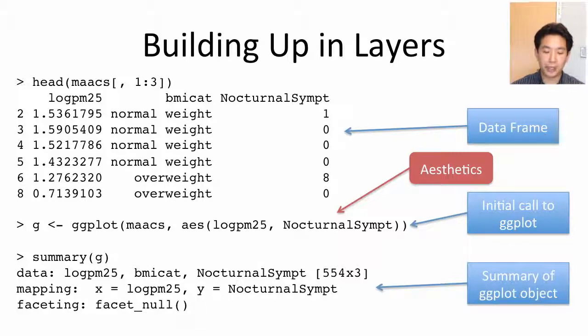Then in the next line I've got my initial call to ggplot. I give it the data frame, and then I give it a pair of aesthetics, the x and the y variables, which are log PM2.5 and nocturnal symptoms. And then I save this to an object that I call g. If I call summary on this object, you can see that it shows you what the data are, what the aesthetic mapping is, and something about faceting, in which case there's no faceting, so that's null. So you can always call summary on a ggplot object, and it'll give you a quick list of what's in this plot and what the data are.